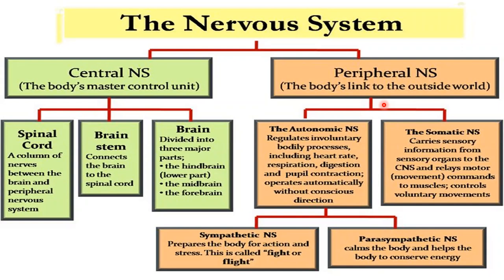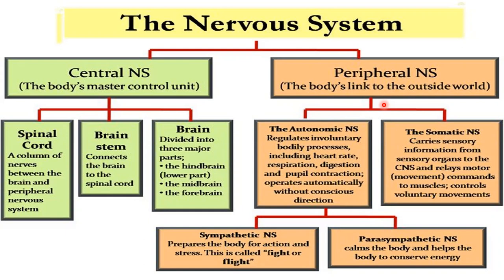Somatic means voluntary muscles, voluntary neurons, whereas autonomic means involuntary neurons. Even among involuntary neurons, they are further classified into sympathetic and parasympathetic neurons. Sympathetic neurons are rapid, very fast in their actions, whereas parasympathetic neurons are relatively slower compared to the sympathetic.